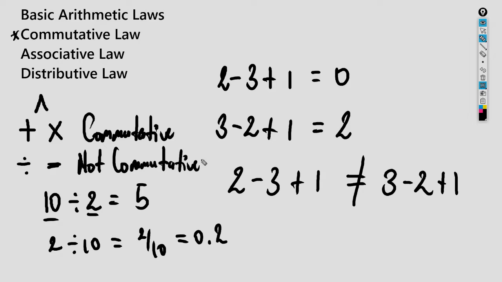You can switch around the numbers for addition and multiplication. Yes, you can. No problem, but not for these, okay? So that's basically what the commutative law says. Now let's look at the associative law.